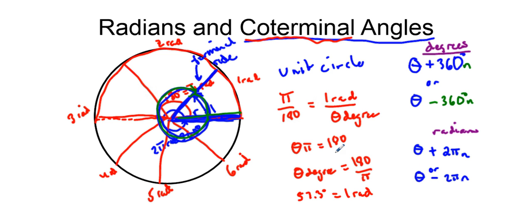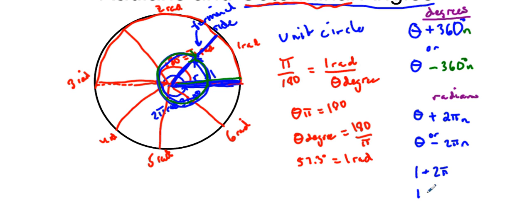So if I had an angle of 1 radian and want to figure out a coterminal angle, I could take 1 plus 2 pi, and that would be a coterminal angle to 1 radian. I would just keep on going around. Another coterminal angle, and you could have an infinite amount, is 1 minus 2 pi. These would be coterminal to an angle of 1 radian.